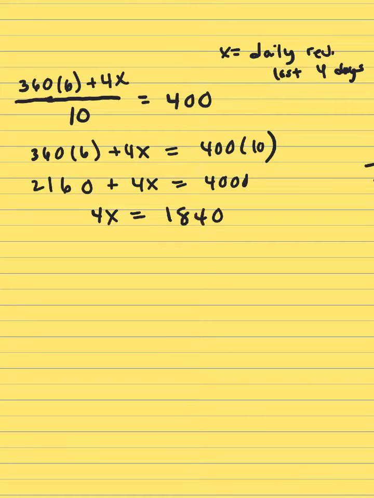And now what? I'm going to divide by 4. So 4 into 1840. 4 times 4 is 16. 4 times 6 is 24. It's going to give you 0. So 460. So D.